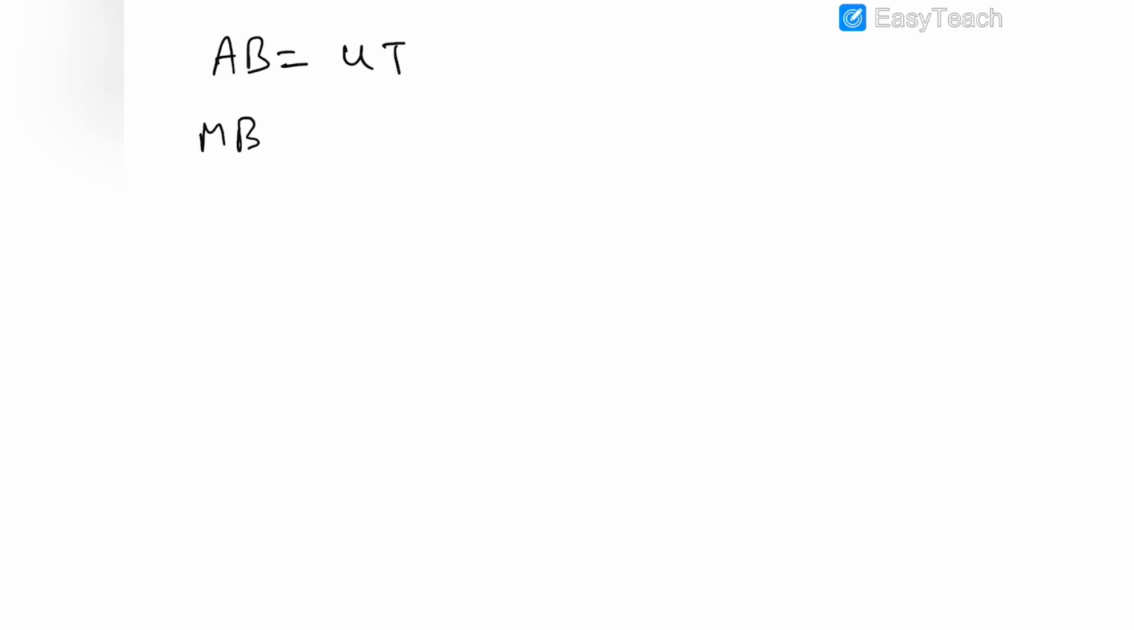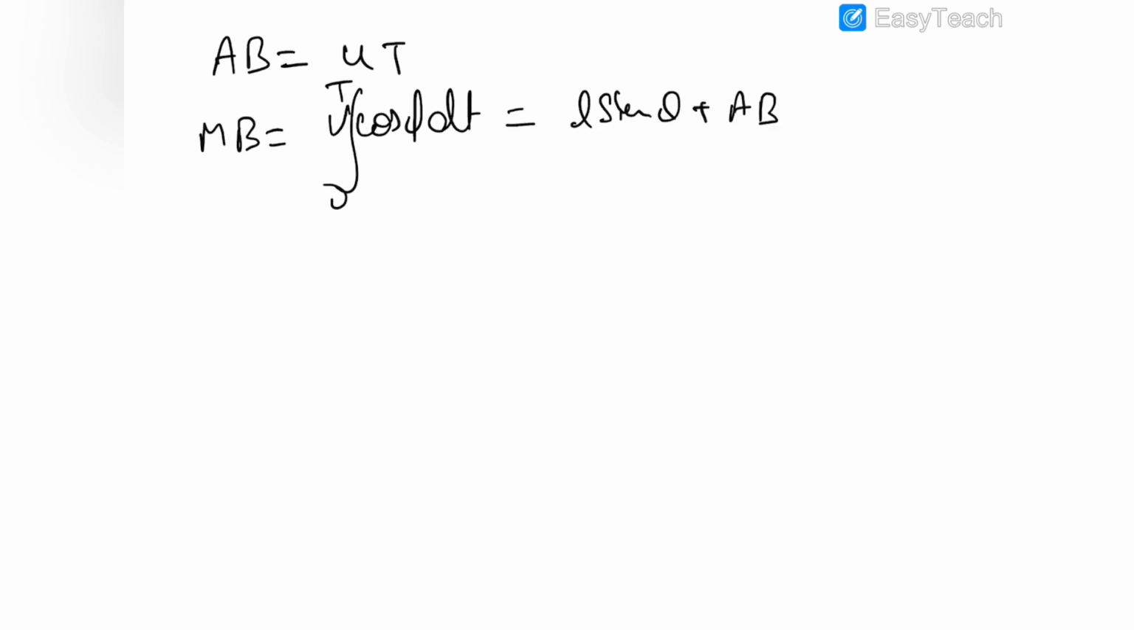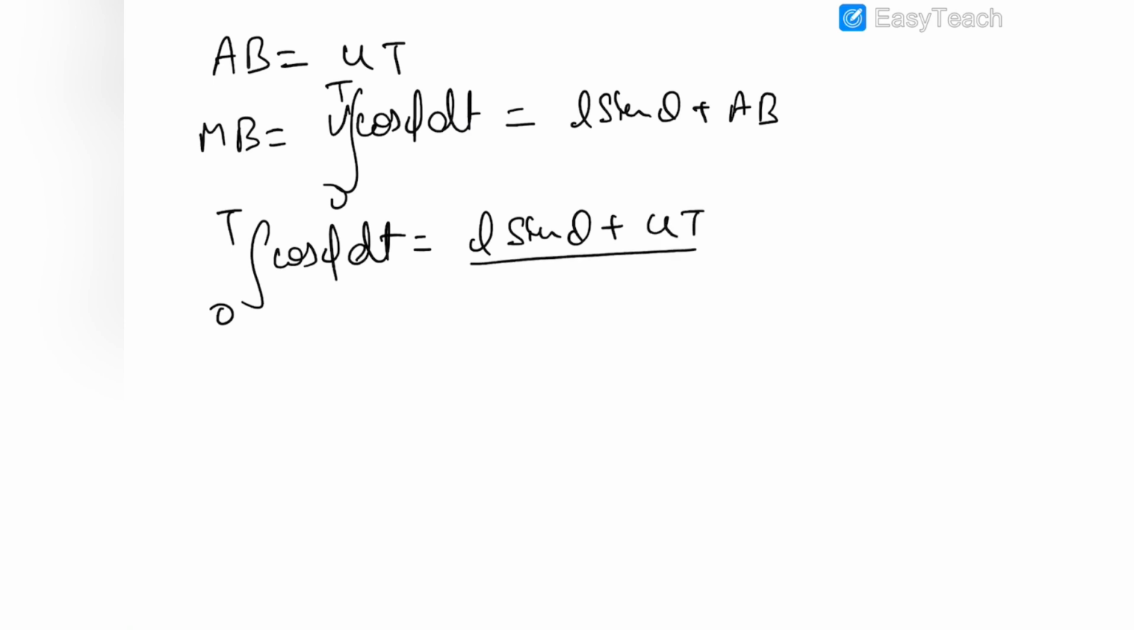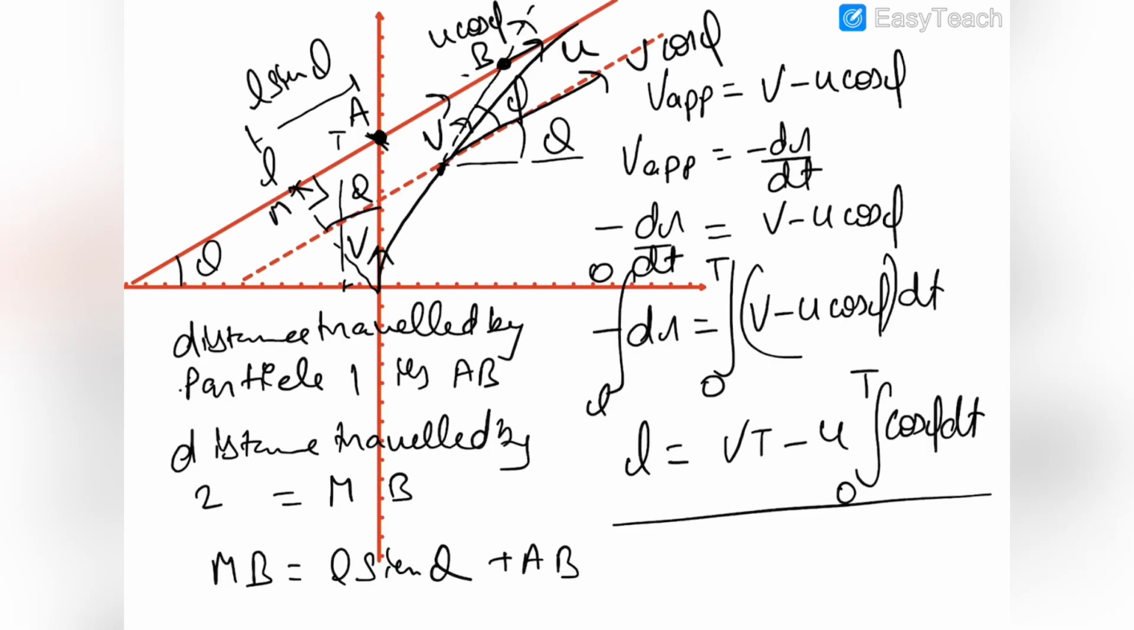So MB is equal to the integral of V cos phi dt from 0 to t, and that MB is equal to L sin theta plus AB, and AB is Ut. So the integral from 0 to t of cos phi dt is equal to (L sin theta plus Ut) divided by V. So let us substitute this value in the equation.